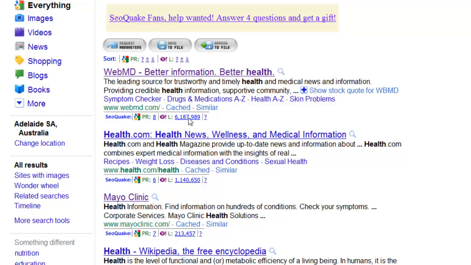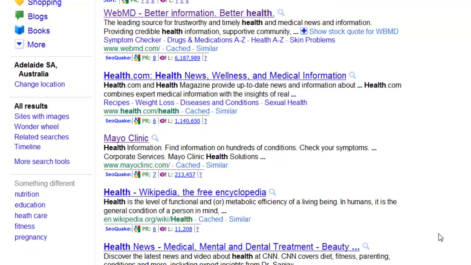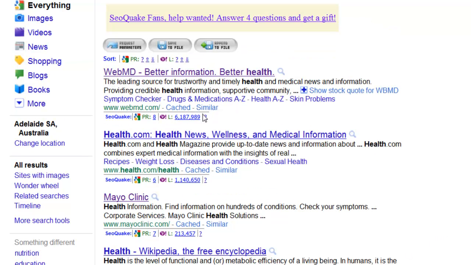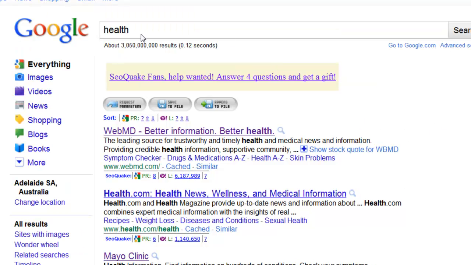But when you've got backlinks in figures like this in the millions, or even 5 figures, it's pretty hard to outrank them. But the number of backlinks alone isn't the most important thing. It's the quality of the backlink, and in particular, it's the anchor text of the backlink. So if a lot of these backlinks that WebMD has coming into their home page have the anchor text of health, which is the phrase I typed in up here, then these are quality backlinks because they're targeted backlinks.